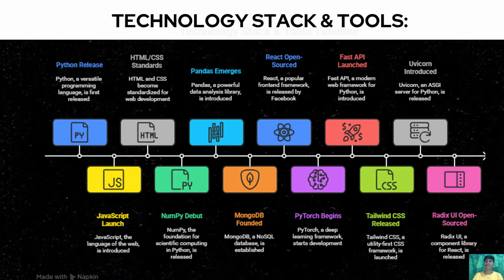MongoDB, a NoSQL database, was introduced to handle unstructured data efficiently. We use it to store datasets, model checkpoints, and evaluation metrics. Then PyTorch emerged as a deep learning framework that powers our GNN models and enables flexible experimentation with neural architectures.